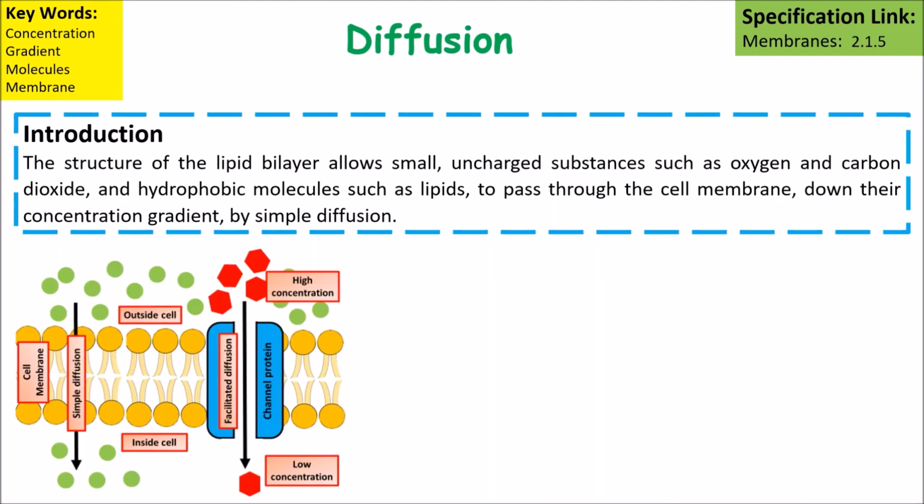So the structure of the bilipid membrane allows small uncharged substances such as oxygen and carbon dioxide and hydrophobic molecules such as lipids to pass through the cell membrane down their concentration gradient by simple diffusion.